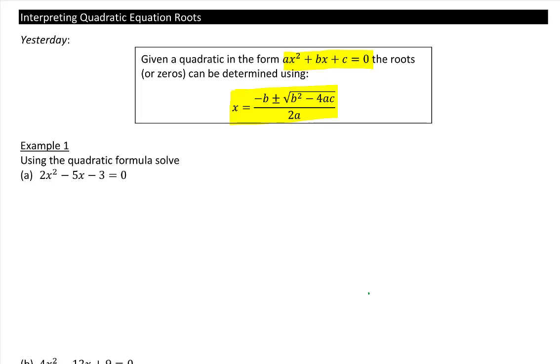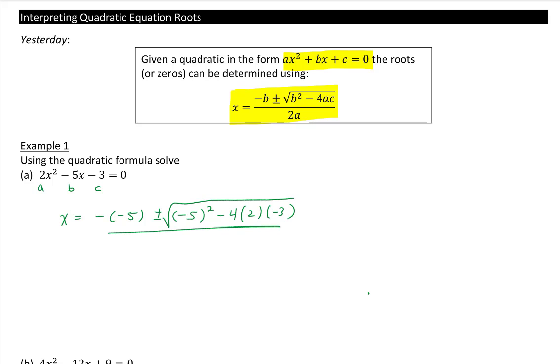In the first example, we're going to use the quadratic formula to solve each of the following quadratic equations. For the first one, we have 2x squared minus 5x minus 3. So we see that a is 2, b is negative 5, and c is negative 3. So we end up with x equals the negative of negative 5 plus or minus the square root of negative 5 squared minus 4 times 2 times negative 3, all divided by 2 times 2.